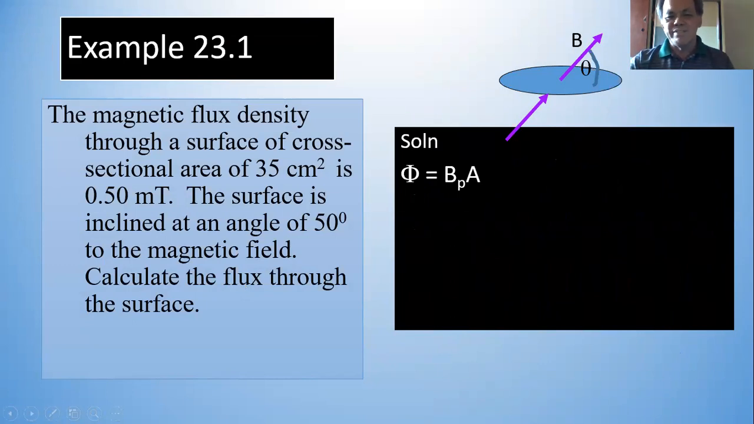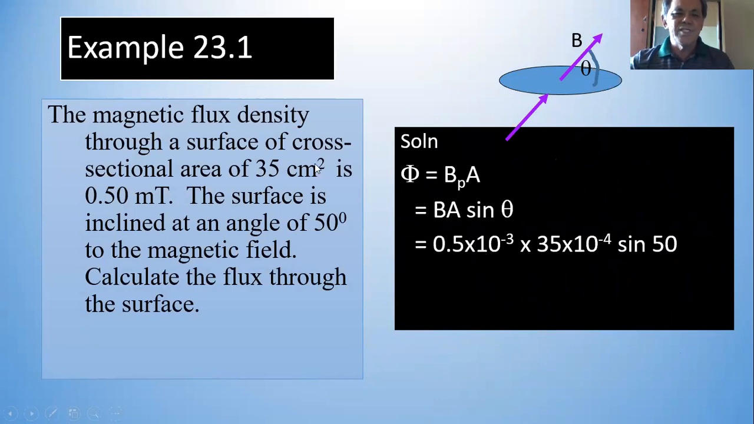Exam is also that simple. Basic formula memorized, use it. So sine theta, theta is 50. Put all the values inside there. Change your micro Tesla to Tesla, so 10 to the power minus 3. And then this one, 35 cm squared, change it to meter squared, so it's 10 to the power minus 4. And sine theta, theta is 50. Multiply out, get our answer. Okay, stop and ask. Don't keep quiet.